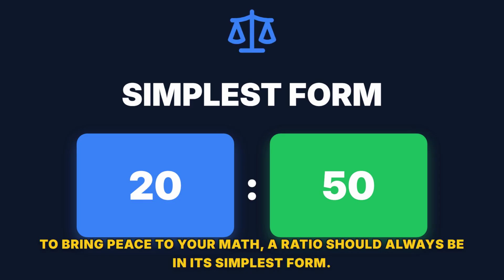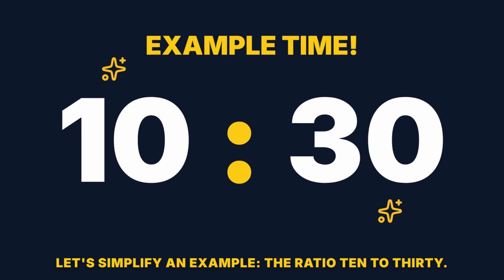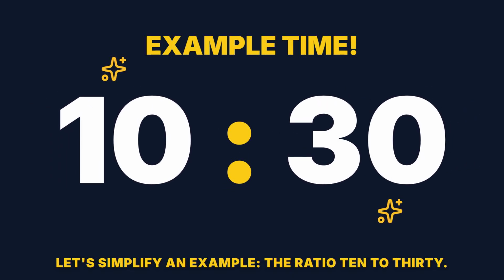To bring peace to your math, a ratio should always be in its simplest form. This means using the smallest possible whole numbers that share no common division partners greater than 1. Let us smash through an easy example. Write the ratio 10:30 in its simplest form.